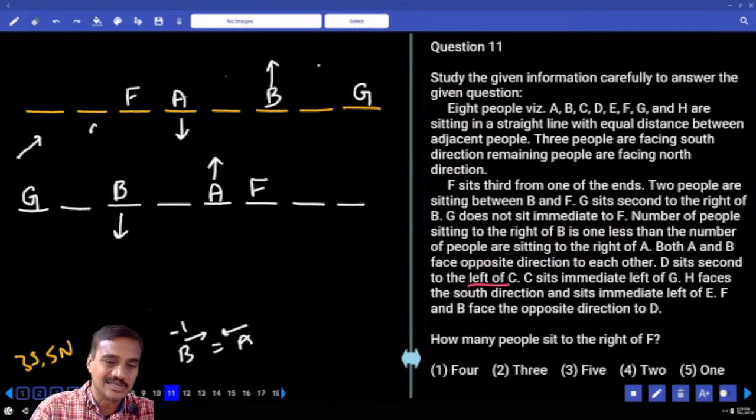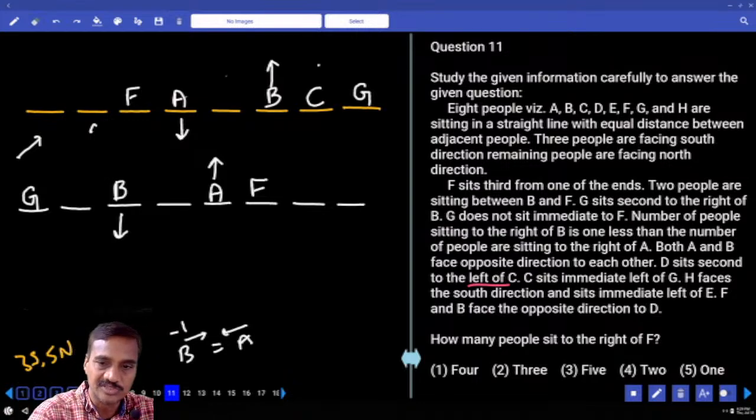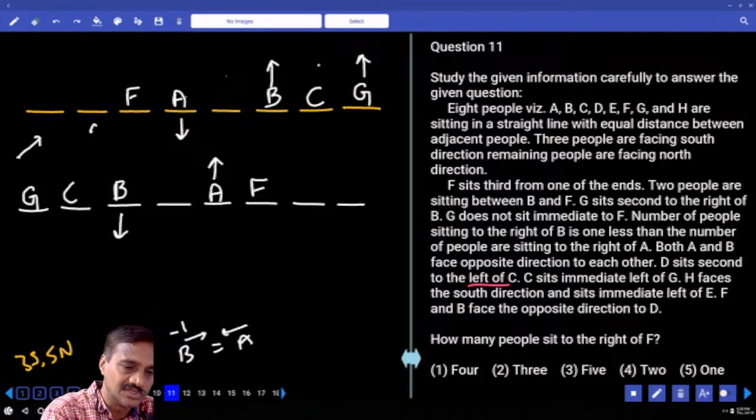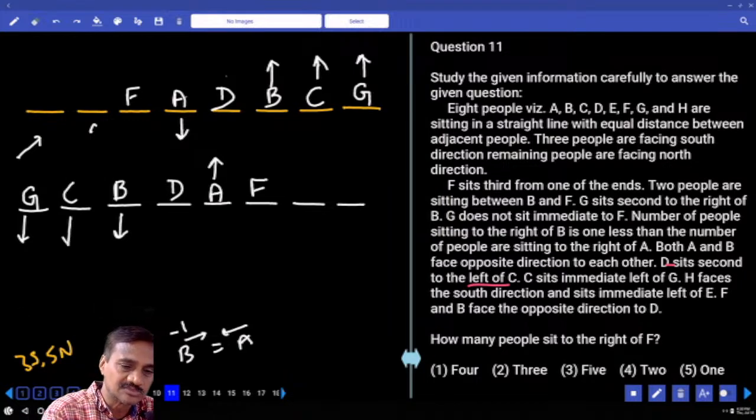Now D sits second to the left of C. That means D and C must be in alternate places, in any order. D and C sit to the immediate left of Z. Now C is to the immediate left of Z. G is not. And G is south. Between D and C there must be exactly one person. And D sits second to the left of C. C must be facing north. Here C must be facing south.